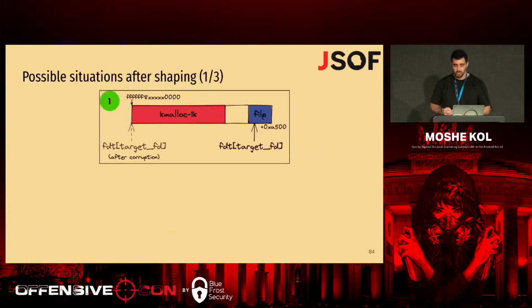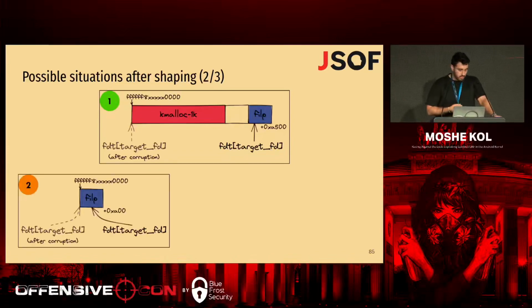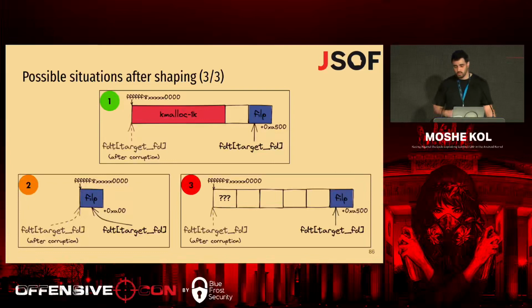So after shaping, we have 3 possible situations. The first situation is that after corruption, we land on the object that we control in kmalloc-1k, just like we wanted. The second option is that after corruption, we will land on another struct file. This can happen if the file that we are using the dup2 from is placed in a virtual address which is aligned to 16 pages. And the third possibility is that after corruption, we land on some unknown page.